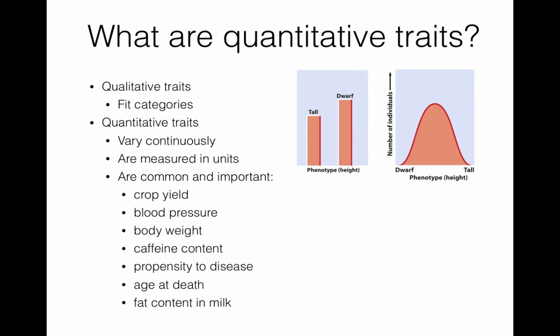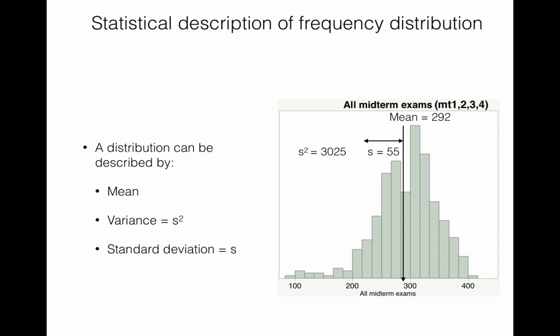A disease trait may be the subject of a medical investigation. The content of fat in milk may be subject to breeding. So we'd like to understand how these quantitative traits are controlled and how we can connect genes on chromosomes to these quantitative traits. Before we go any further, let's remind ourselves of what a frequency distribution is.